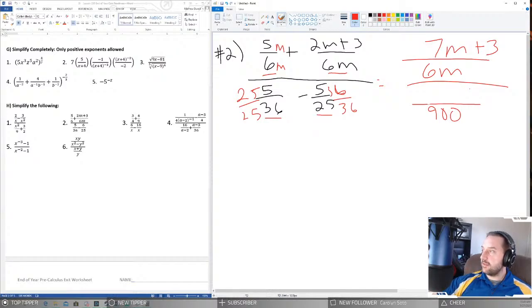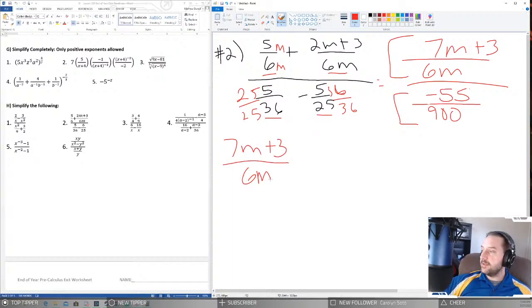So I could just rewrite that. And so now I have my two fractions. I have this fraction on top and this fraction on the bottom. So now we can write it out. 7m plus 3 over 6m divided by negative 55 over 900. Then because it says divide, we're going to flip and make that times.